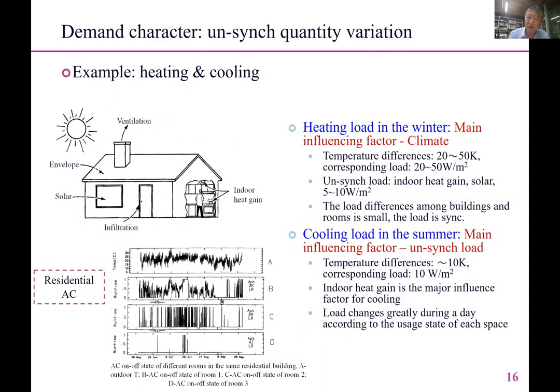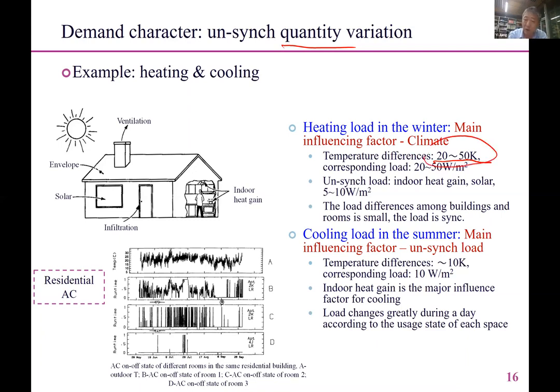Then we see the quantity of the variation is also uncentral. Normally we are talking about heating and cooling, and in fact heating is different from cooling. When you do heating, the major influencing factor for the load is the climate, the temperature difference between indoor and outdoor. Because all the buildings are under a single umbrella, the temperature difference between indoor and outdoor varies simultaneously. So there are not so many problems.